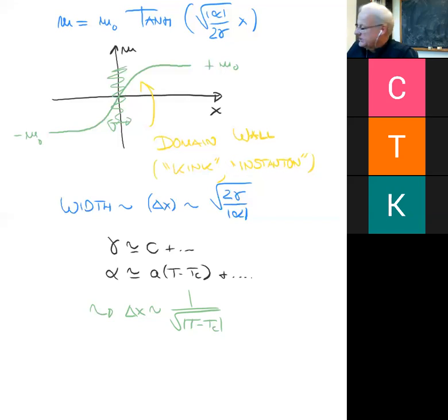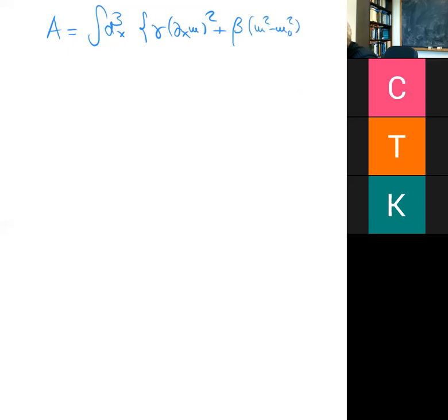So another question that you can ask, which is even more important, is, now that we have this magic solution, what is the actual free energy cost of this thing? Okay, so let's make a new whiteboard. What was the free energy again? So the free energy was the integral d3x, actually let's write it in this form. And our domain wall was purely one-dimensional, so it was totally flat in the other two.